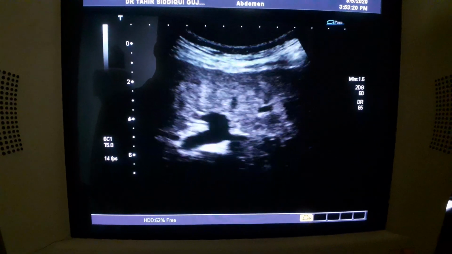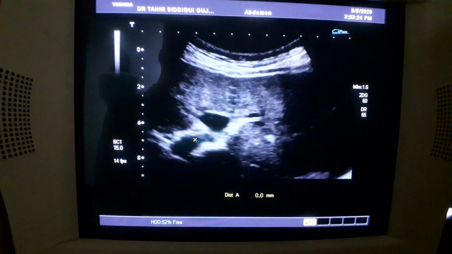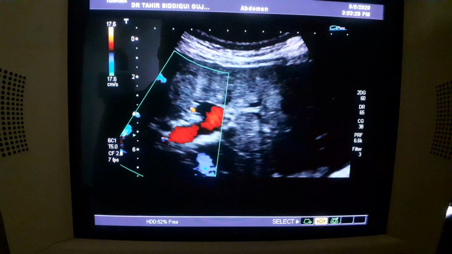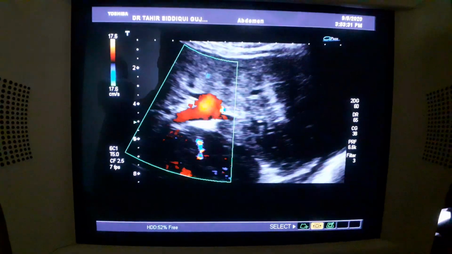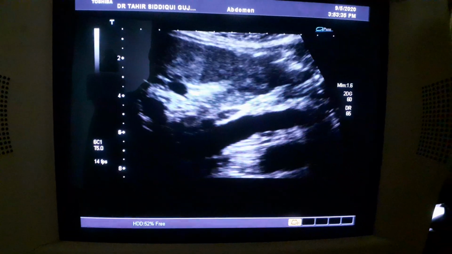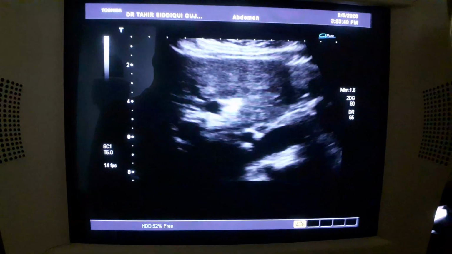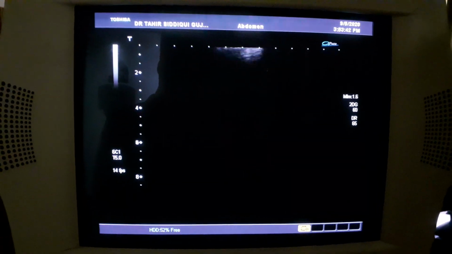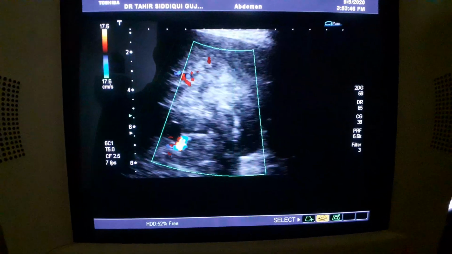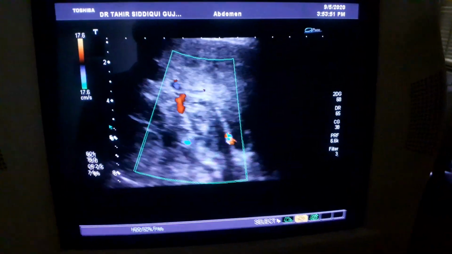This is the left portal vein and the right portal vein. This is the left portal vein, and this is patent. You see, it's patent. So the intrahepatic part of, now this is the extrahepatic part of the portal vein, it is patent. Only the intrahepatic part is showing, this one. It shows a clot.